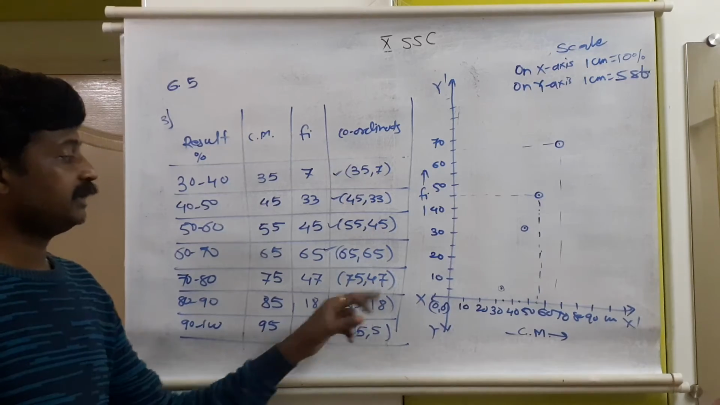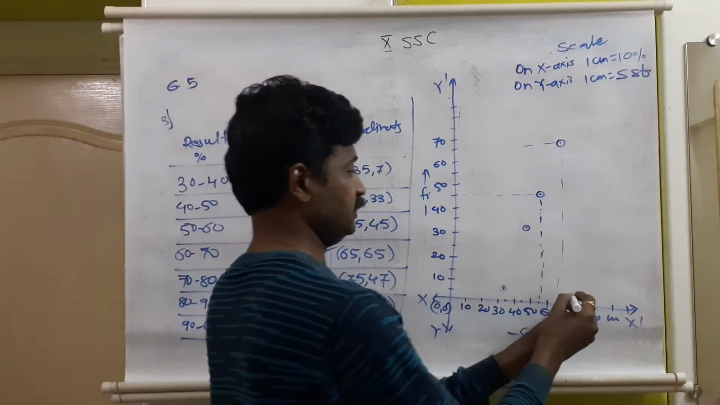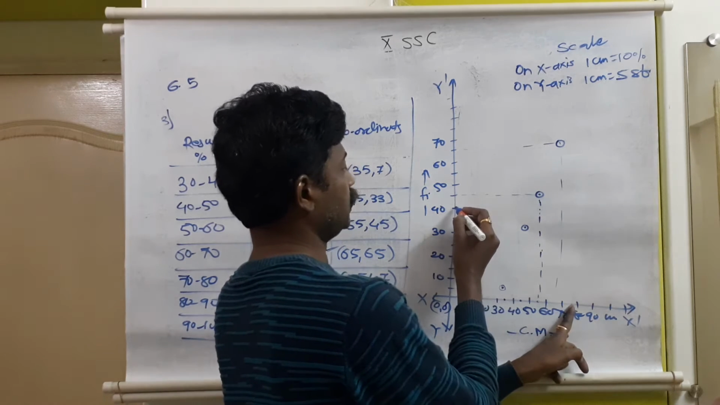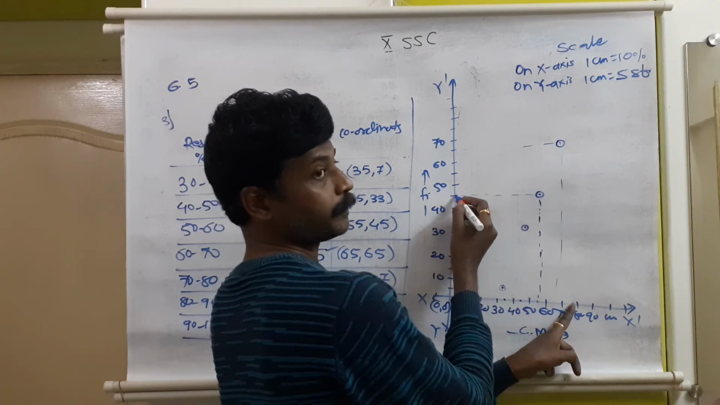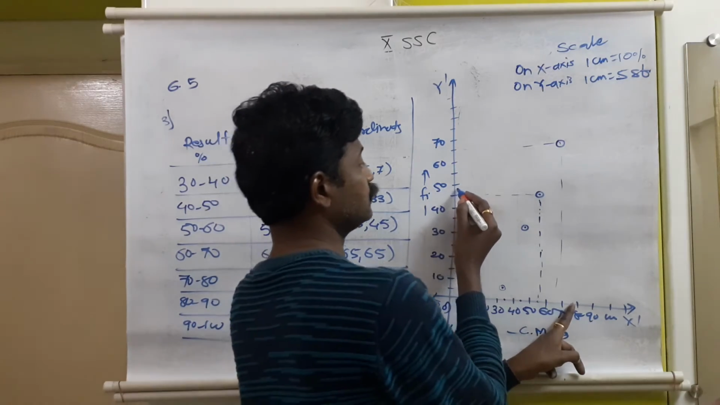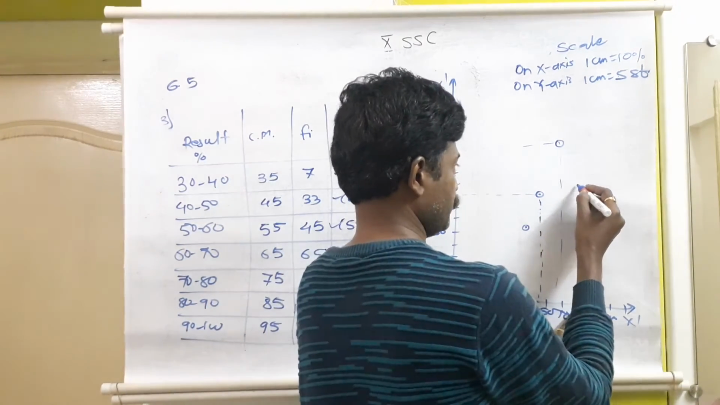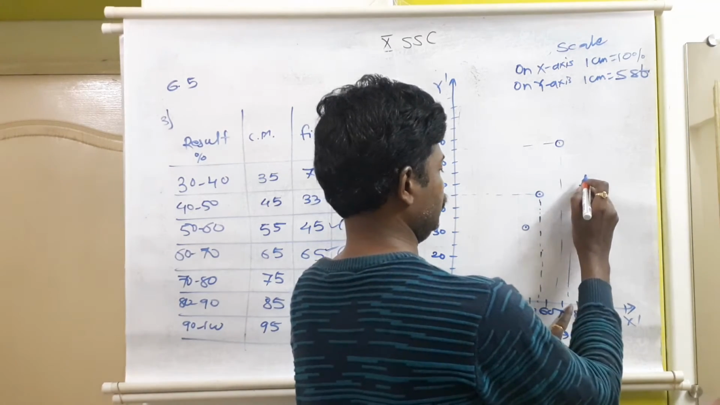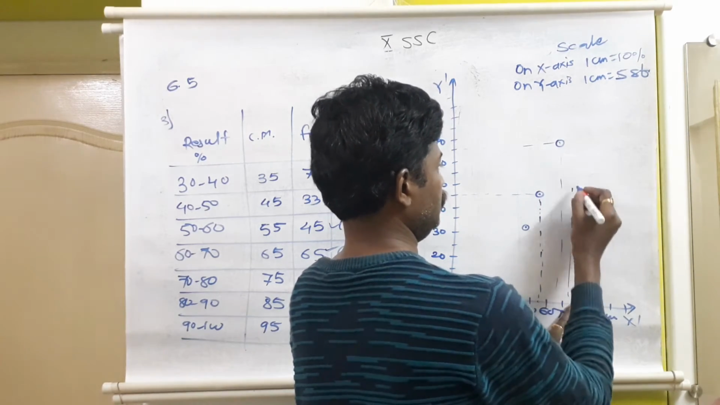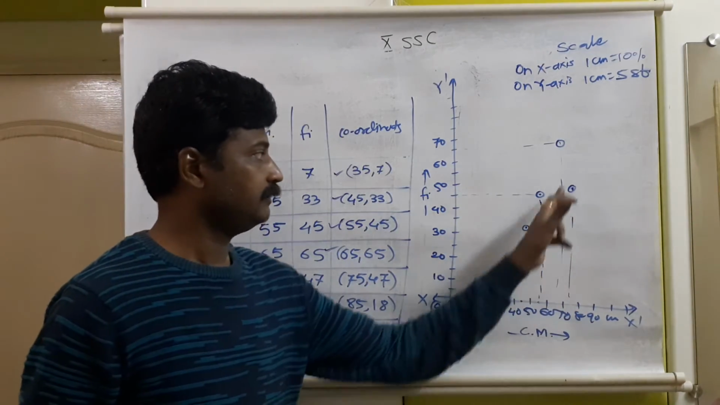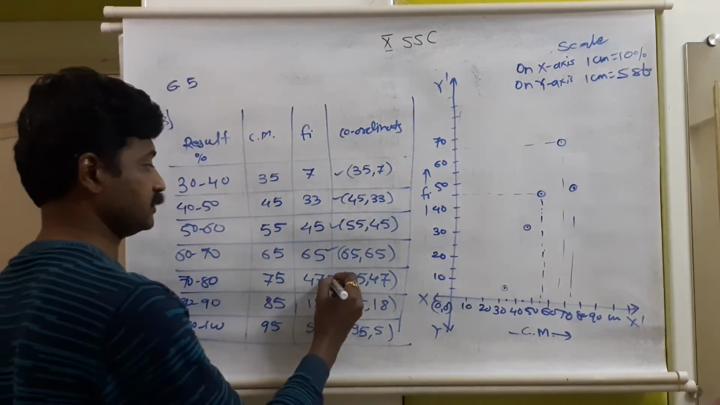Next, 75 and 47. 75 is here like this. For 47, after 40 it is 45, and after 45 two students mean 4 lines, so it will come here. So 75 and 47 can be here. This is covered.